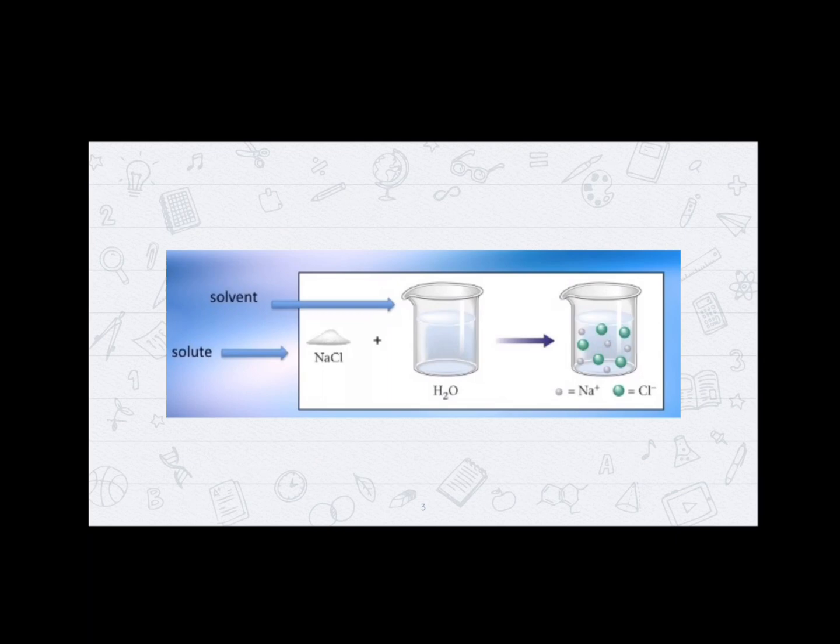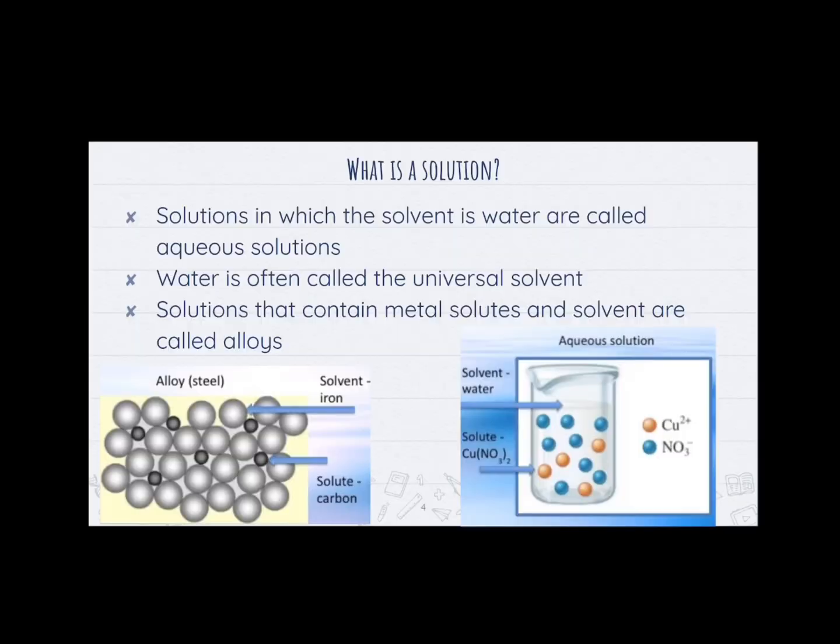So here's an example. I have salt as my solute, and I have water as a solvent. So when the solute is dissolved in the solvent and they're mixed, then we have salt water as a solution. A solution in which the solvent is water is called an aqueous solution, which we've talked about for a while now. Water is often called the universal solvent.